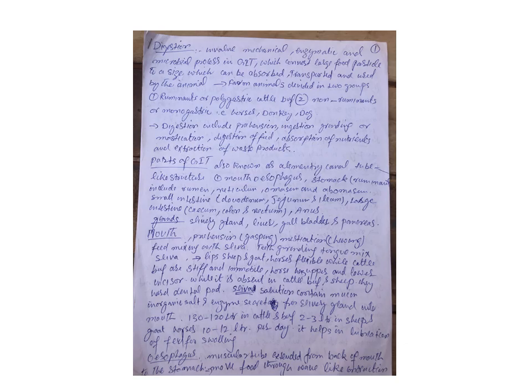The next part of the GIT is the esophagus. It's a muscular tube-like structure extending from the back of the mouth to the stomach. It helps to move the food through wave-like contractions. Next part is the stomach. The stomach acts as a feed reservoir and the digestion of the animal starts from here.